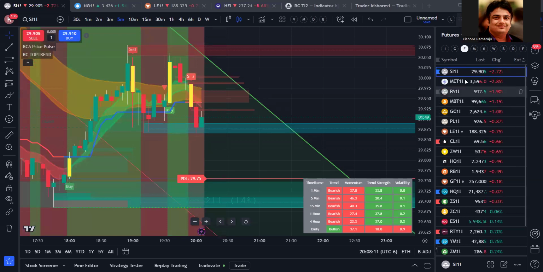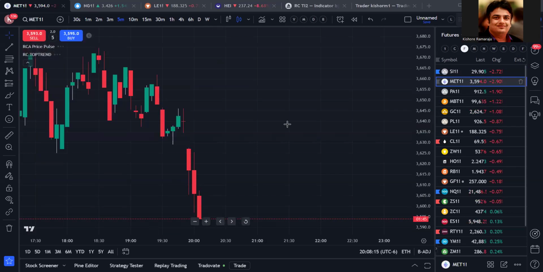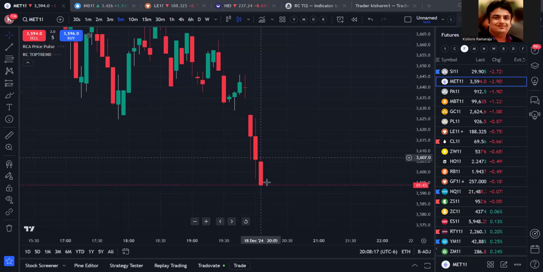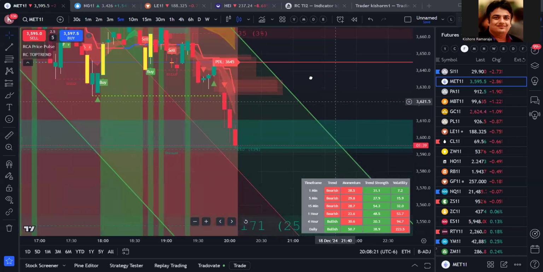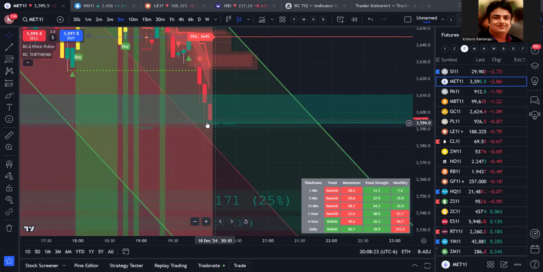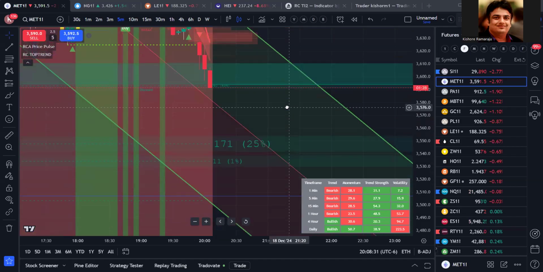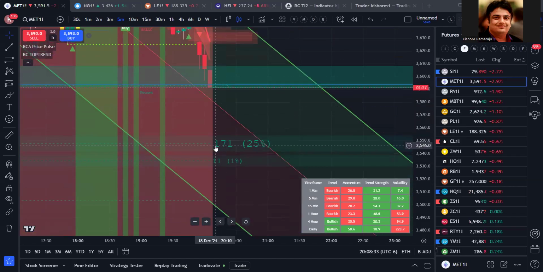So the main tickers we are looking at are silver and then Ethereum. They are very bearish, but it came all the way to the discount. If it goes a little bit up and again if I get a sell signal, it can come all the way back to, or if it breaks this discount, it can come all the way to this.